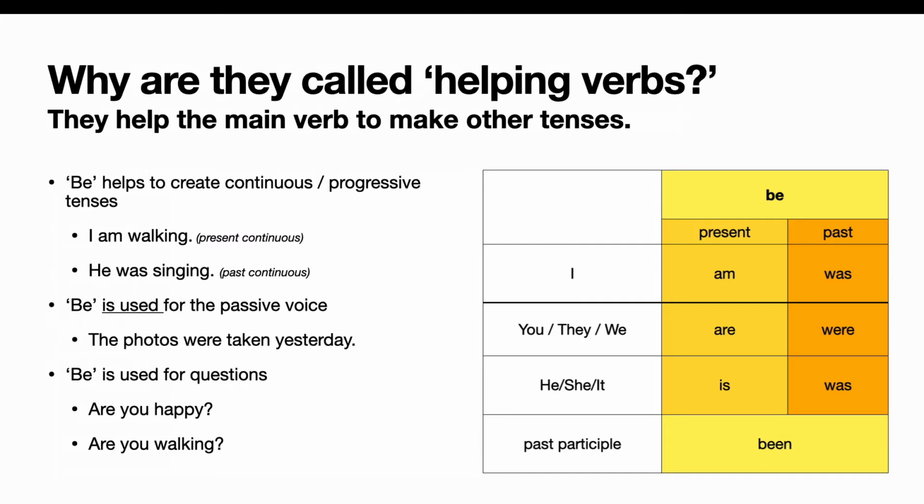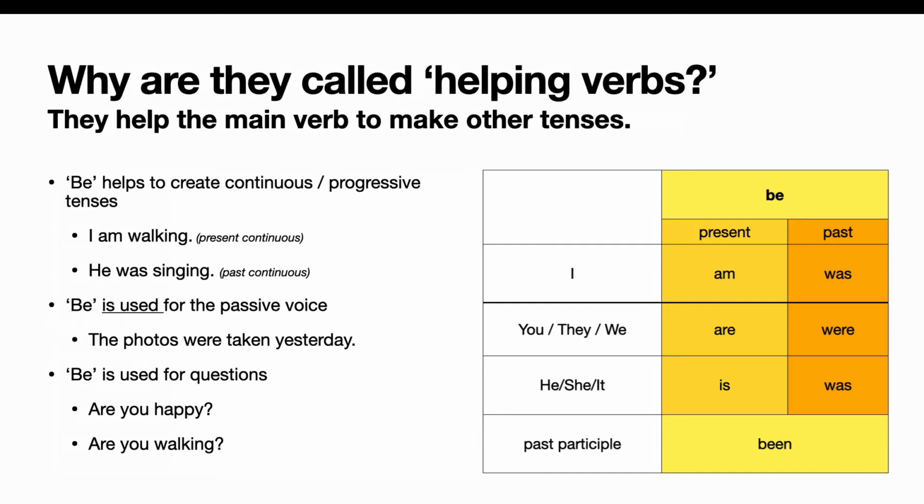We use be to create the continuous tenses. These are also called the progressive tenses. And 2 examples here are I am walking and he was singing. So these are the tenses that use the gerund, the ing form of the verb, after a be form. So before we can learn to create these progressive tenses, we have to know the present and the past form of be.